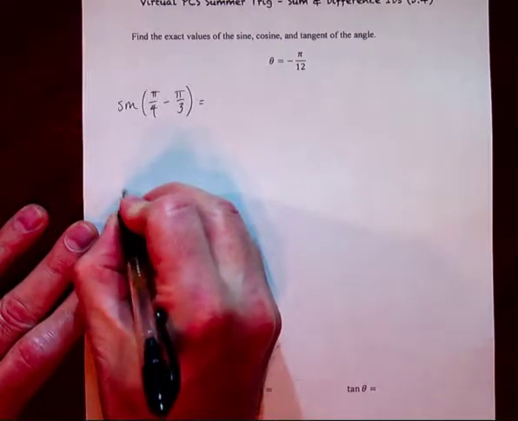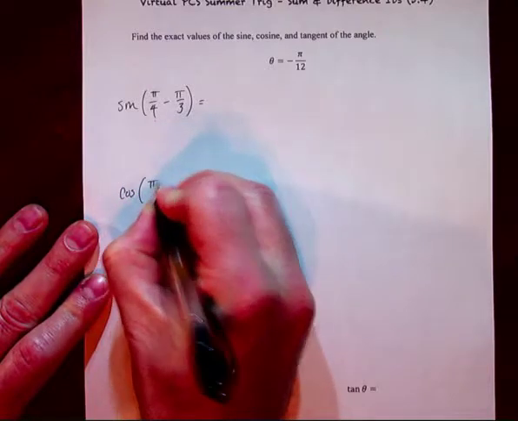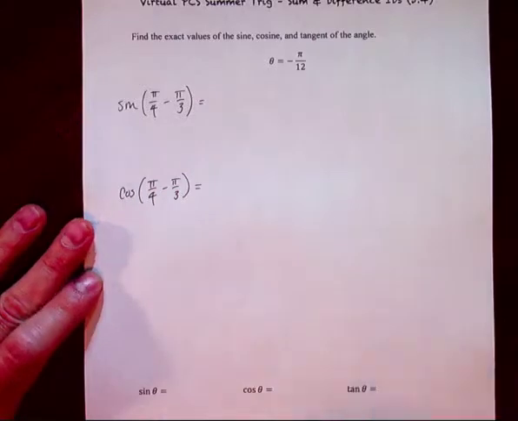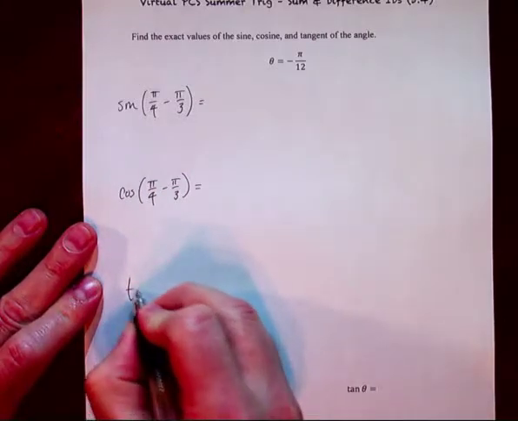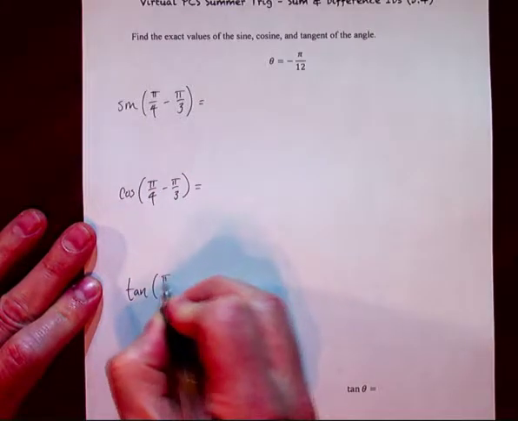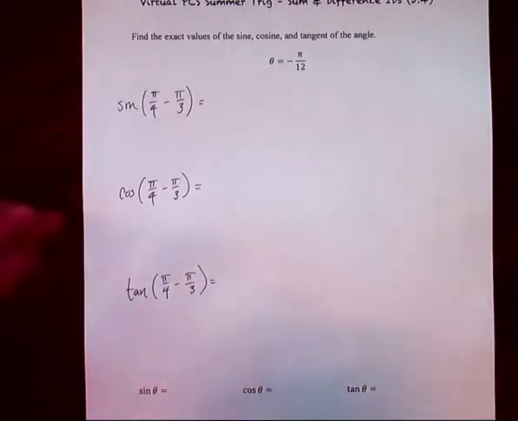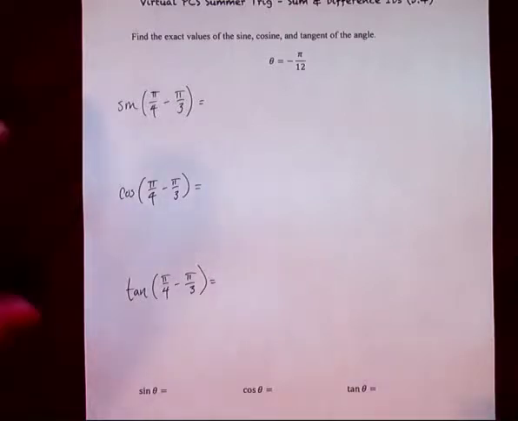Okay, and I can also do the same thing with cosine. And then when we get down to tangent, we will deal with tangent in the same way, despite the fact that, once we have sine and cosine, we could just find the ratio between the two. Of course, that'll be a nice way of checking our answer, right?